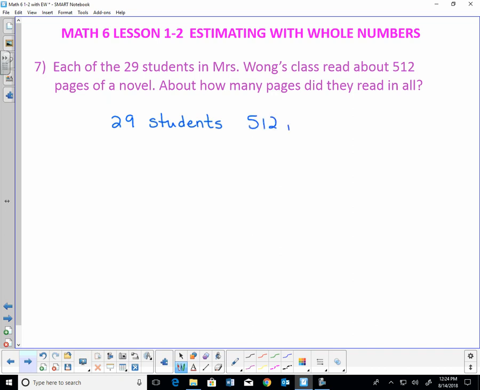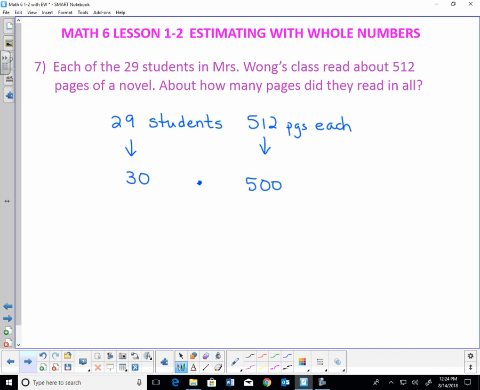we're going to do some compatible numbers here because it's going to make it so much easier. Okay, so 29 students, let's round that to 30 because 30 is easy to multiply by because it's got a 0 in it. 512 pages, let's round that down to 500. And we're going to multiply these two things together. A dot in mathematics is another way of saying multiplication. I prefer it to the multiplication symbol of an x because when you get into more complicated classes, an x is a variable.